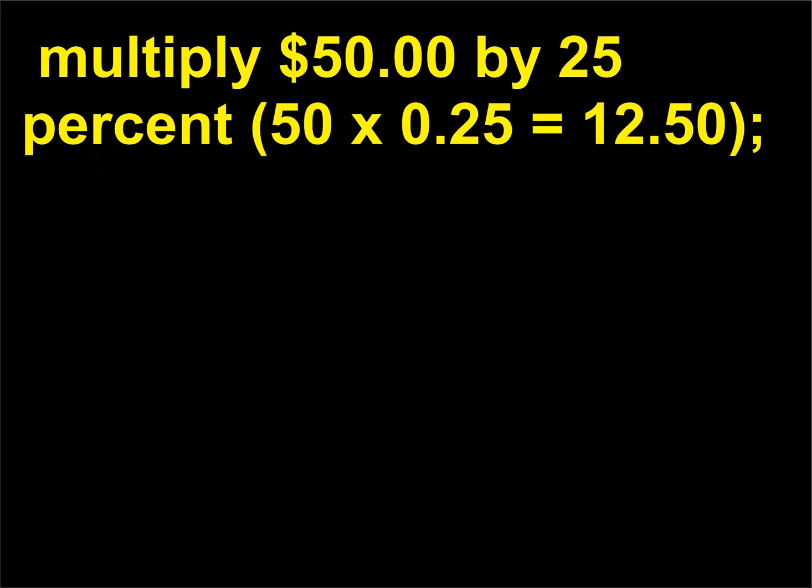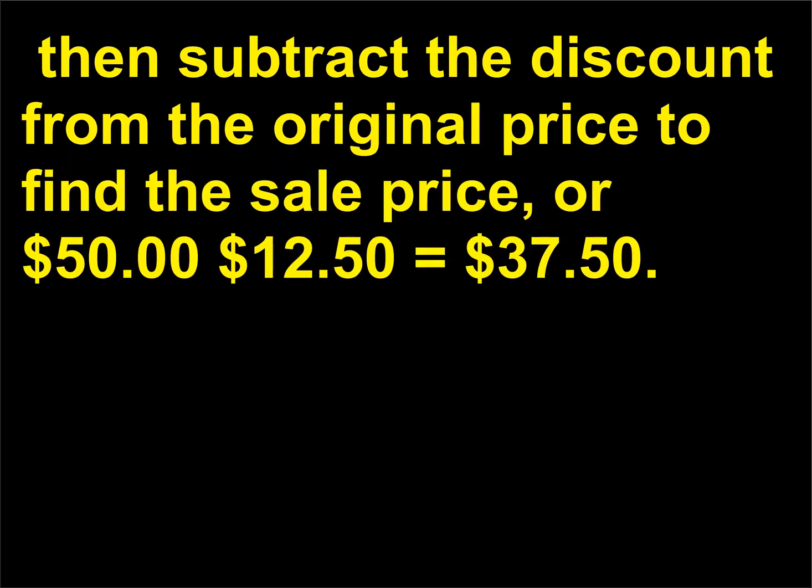Multiply $50 by 25%: 50 x 0.25 equals 12.50. Then subtract the discount from the original price to find the sale price: $50 - $12.50 equals $37.50.